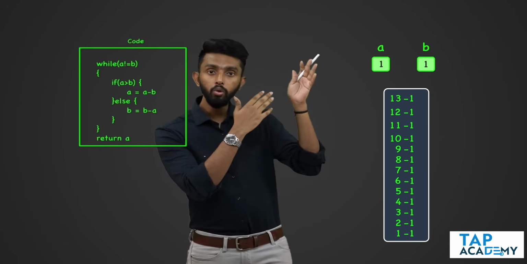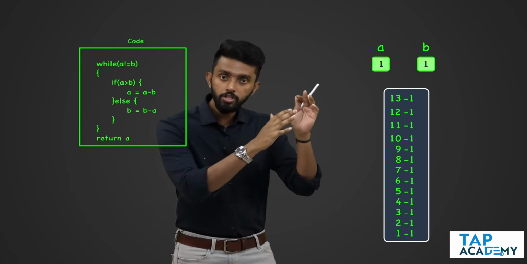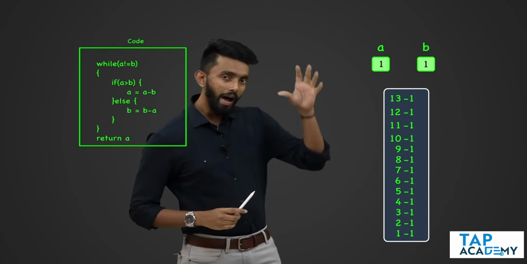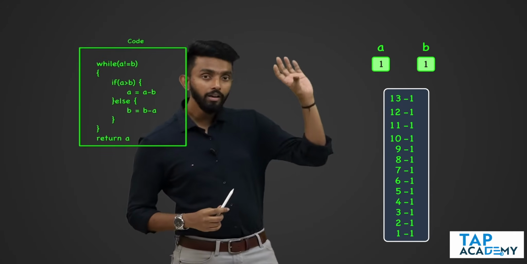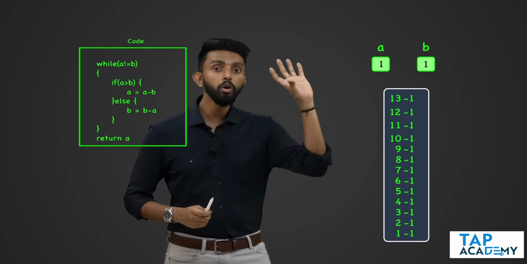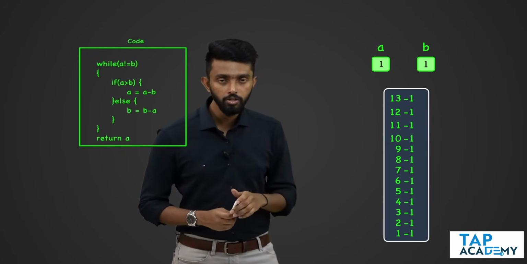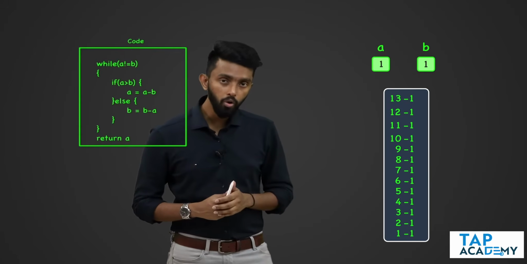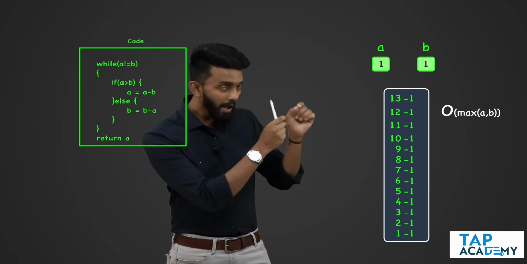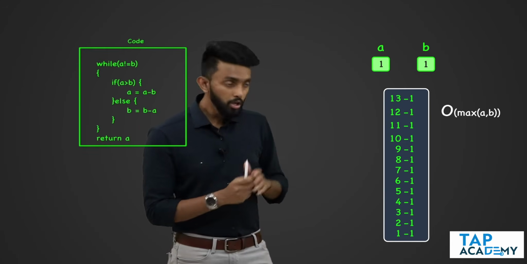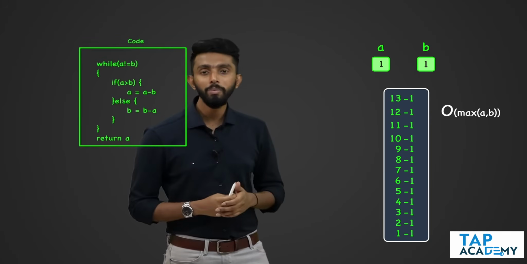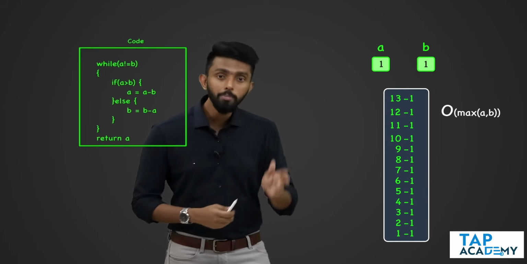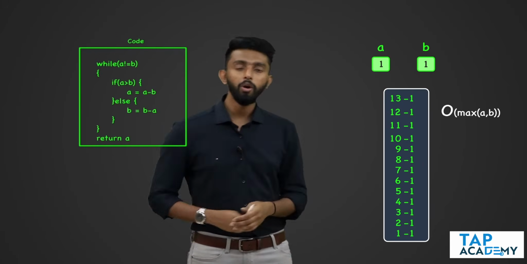Worst case, if I have values like this, whichever number is the largest number, that many times it will execute. Which means I can't say n times, or A times, or B times, because A could be largest or B could be largest. So I can say this will execute for big O of whichever is the maximum value of A comma B. So big O of max of A comma B times it will execute. If A is maximum, then A number of times. If B is maximum, B number of times. So big O of max of A comma B.